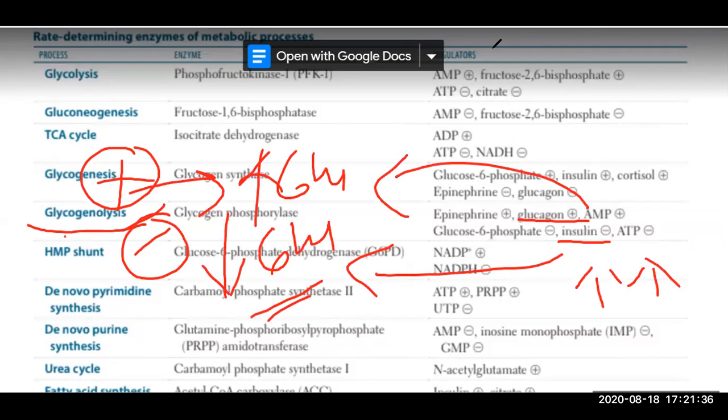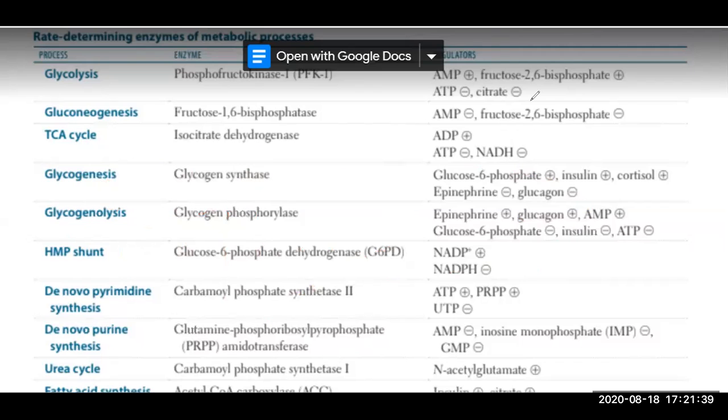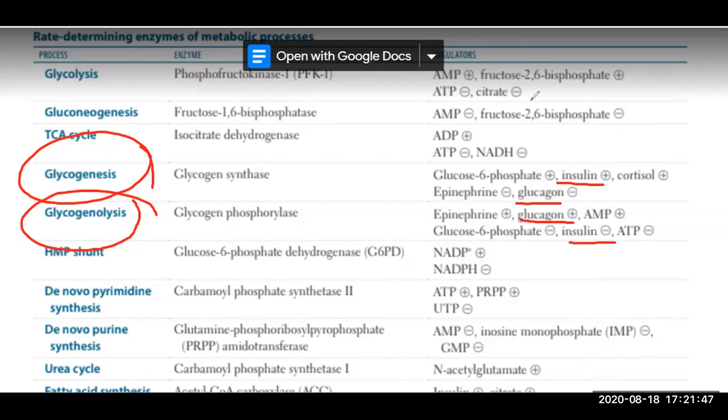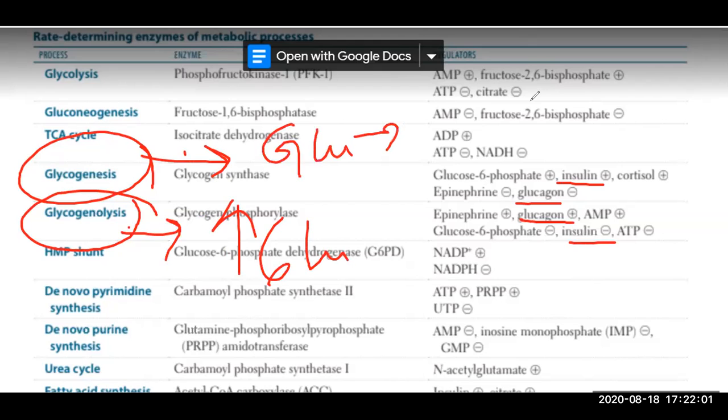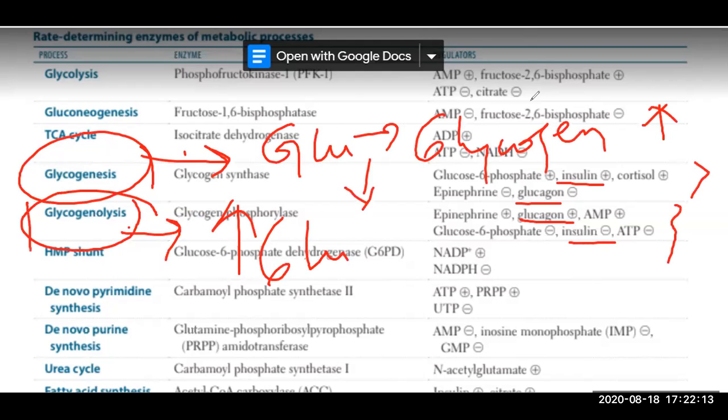Now when you compare glycogenolysis with glycogenesis, you see the opposite is going on. Here insulin is inhibiting, here insulin is promoting. Here glucagon is promoting, here glucagon is inhibiting. Because glycogenolysis is giving you more glucose, but glycogenesis is converting glucose into stored form, that is glycogen. So glucose levels will go down and glycogen levels will go up. So when it is opposite, the regulators will also work opposite. So remember one and apply that concept to the other one.